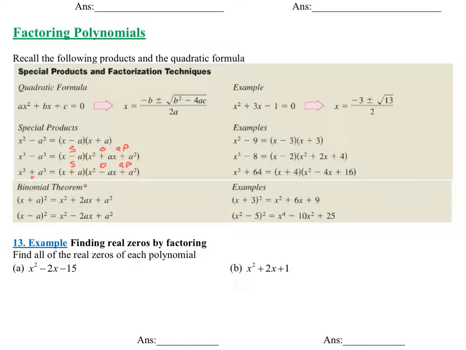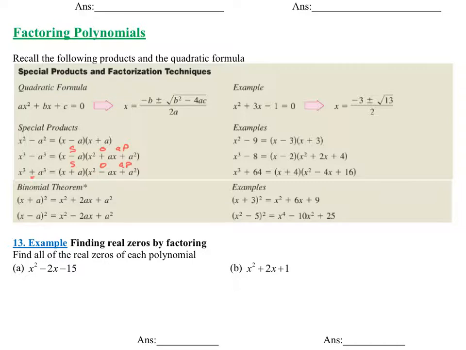Okay, the next one, it says the Binomial Theorem. All that's saying is anytime you have addition or subtraction, quantity squared, you can't just square each term, you actually need to FOIL it out. So that's what it comes down to. If you notice, it's the first term squared, the last term squared, and the middle term is always twice the first times the second. Twice the first times the second.